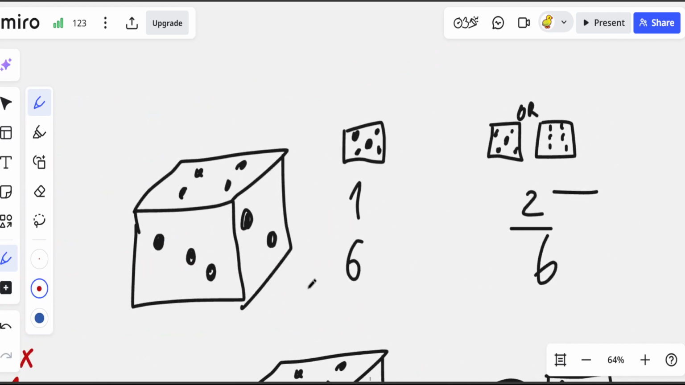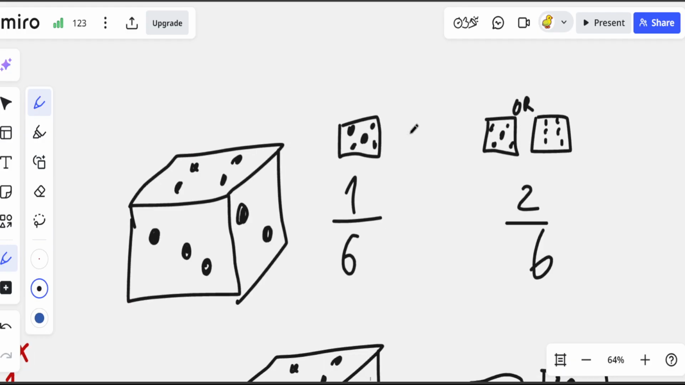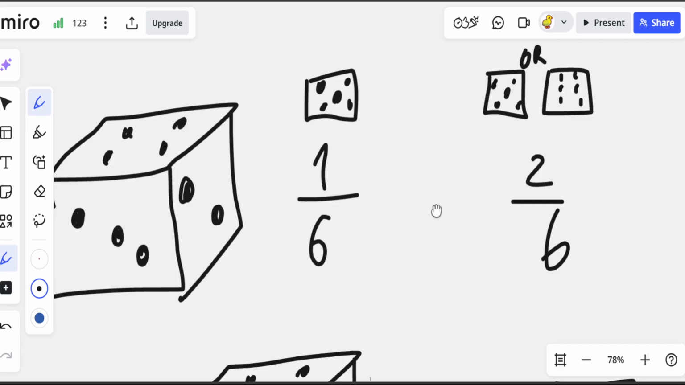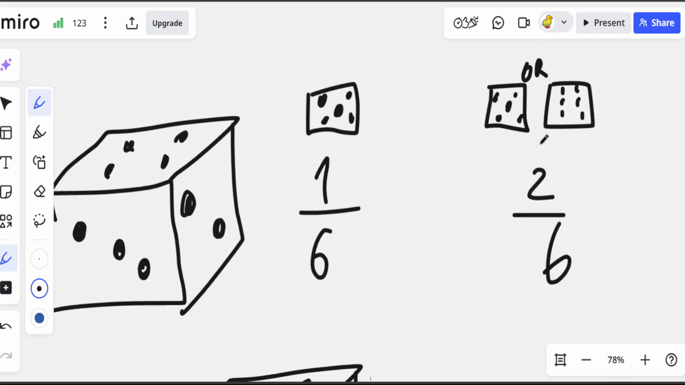Another thing is with dice. When you have only one, then the probability, for instance, of rolling a 5, is 1 out of 6. So we write it as a fraction. When you have 2 options, for instance, it can be 5 or 6, so you are satisfied with both those outcomes, then 2 out of 6 sides of the die satisfy you, so the probability is 2 out of 6.